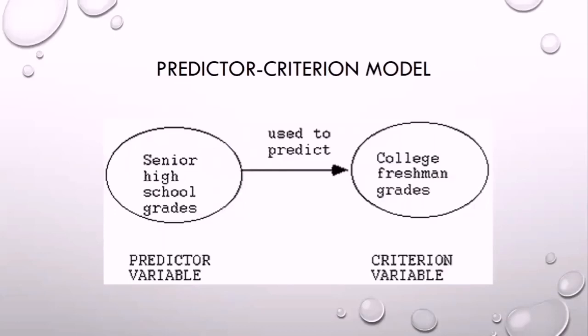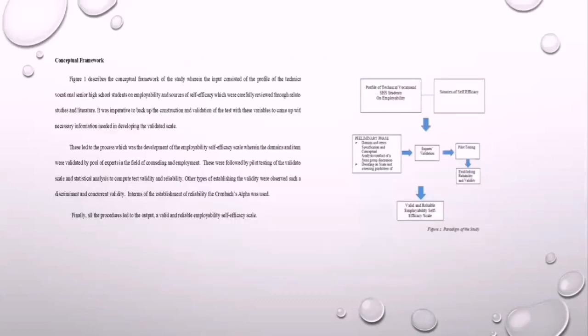Another model is the predictor-criterion model. This is an example of the predictor-criterion model. As I promised, I'm going to give you an example of a conceptual framework.